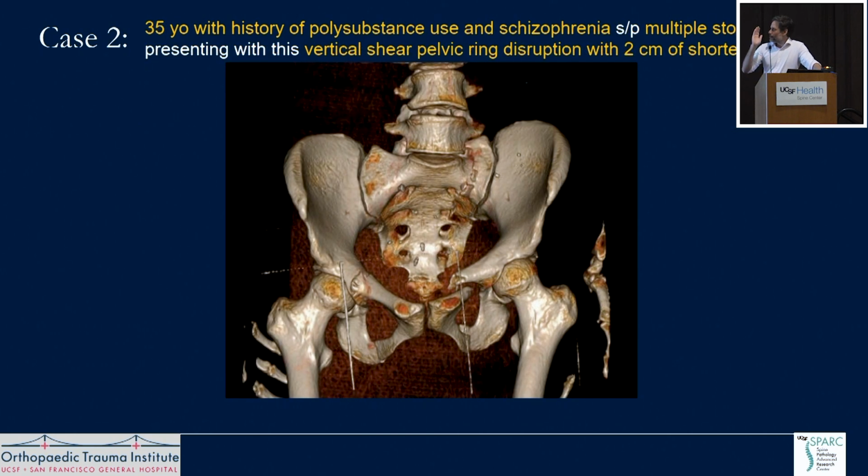So going on to an example of a more vertically oriented fracture. So this was a 35-year-old lady who presented with polysubstance use, schizophrenia. She presented after a fall with a vertical shear pelvic ring injury. If we draw a line across her L5 end plate, you could see that the hemipelvis on her left side is about 2 centimeters shortened compared to the other side.